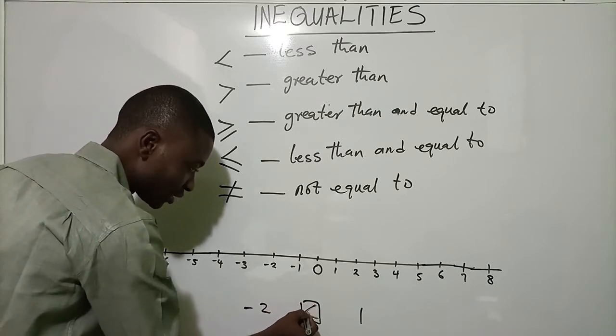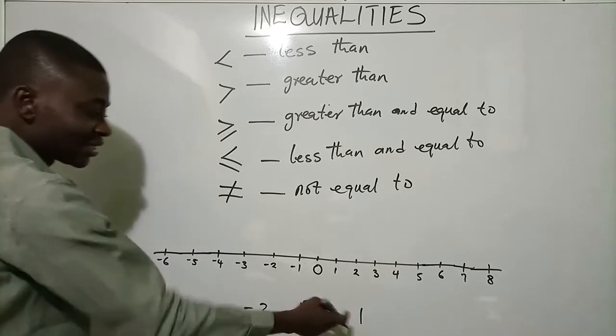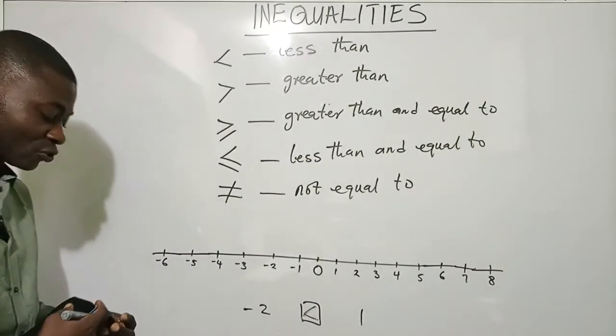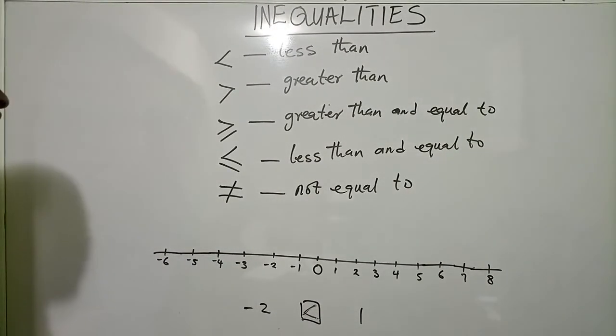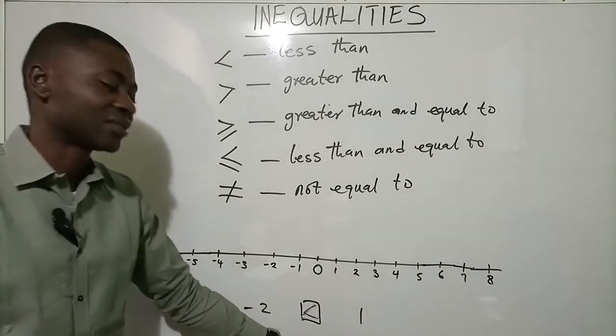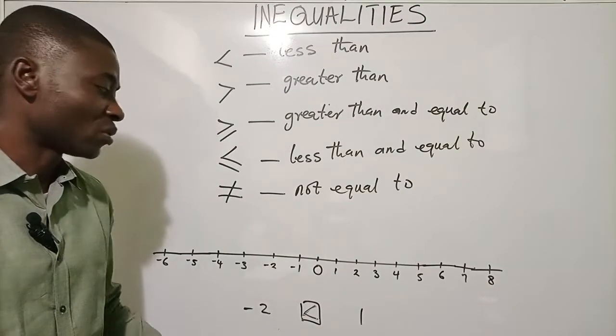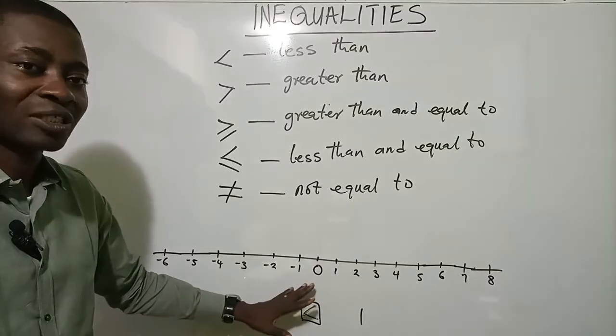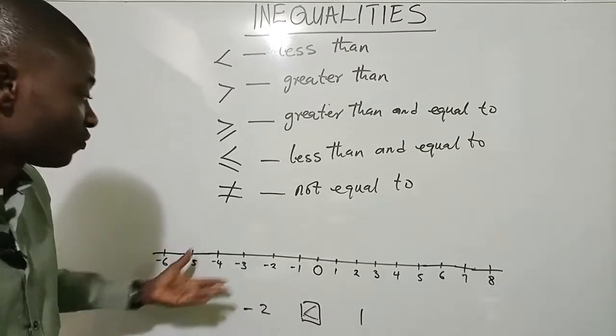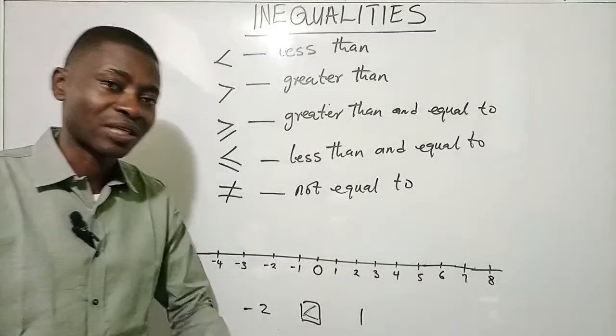So, it's going to be what? Less than. So, -2 is less than 1. Now, it's very important for us to know this, as this will guide us to answer questions under inequality, and be able to express whatever we want to express, even on number line, very well without missing it out.